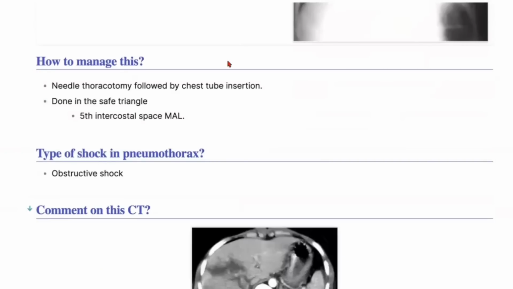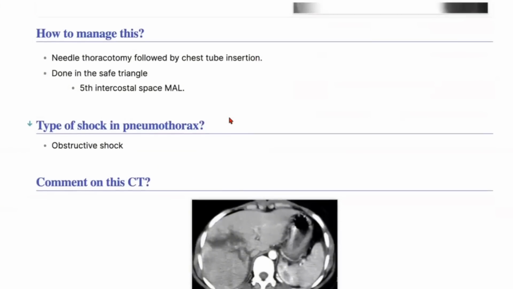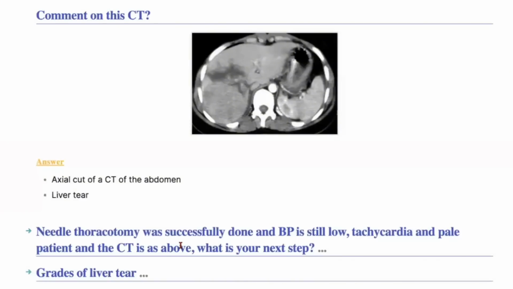And there is a CT scan here. Could you please comment on it? This is an axial CT scan of the abdomen. It shows a needle thoracotomy was successfully done and blood pressure is still very low, tachycardia, pale patient, and the CT is as above. What's your next step?